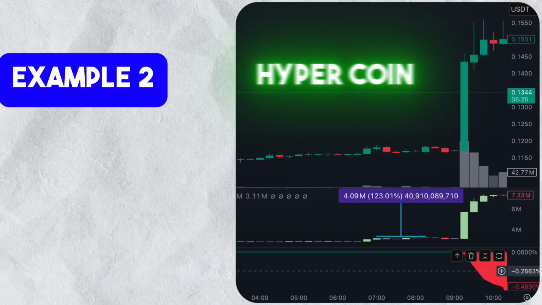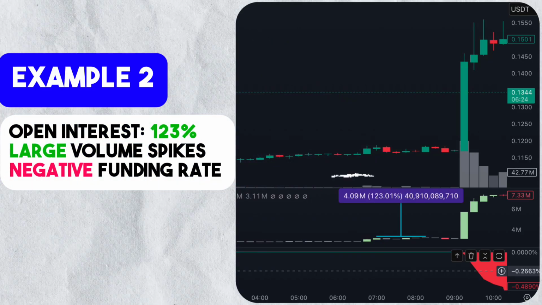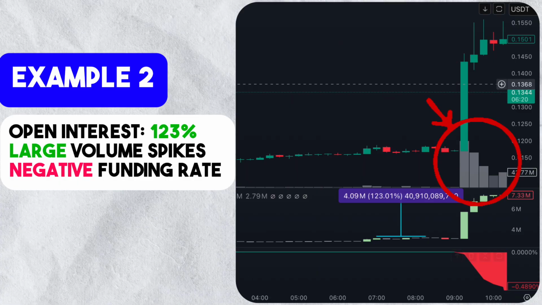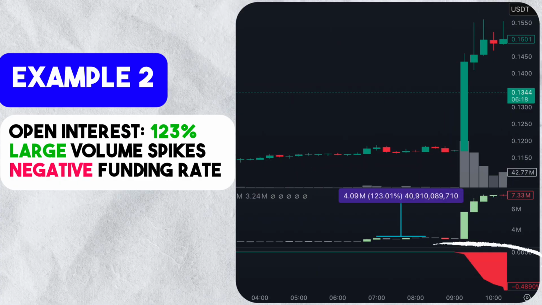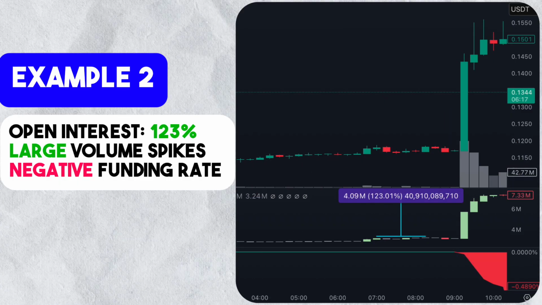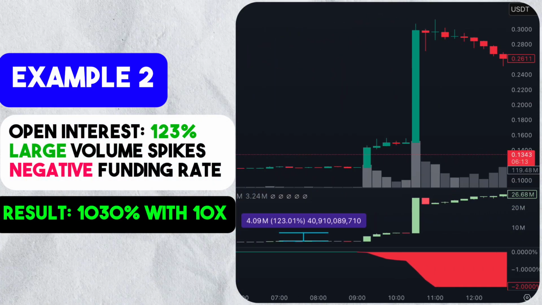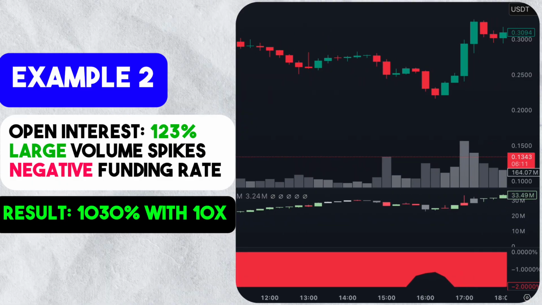Second, Hypercoin. This one is insane. Open interest increased by 123%. The volume spike was larger than the previous ones and the funding rate was negative. Then boom! There was a God candle and a 103% increase, which is really crazy.